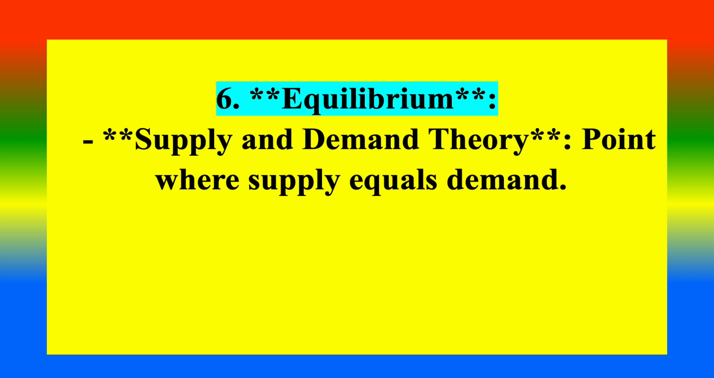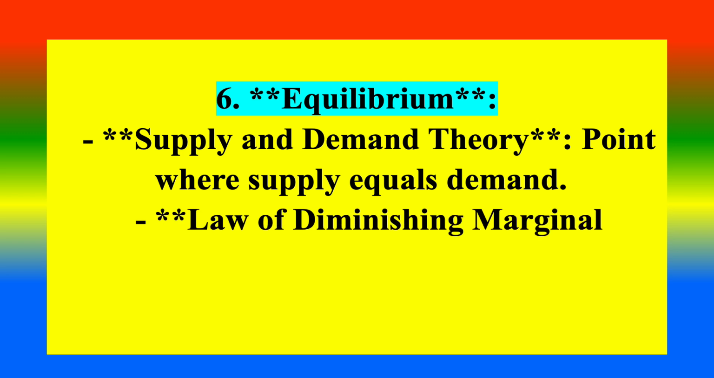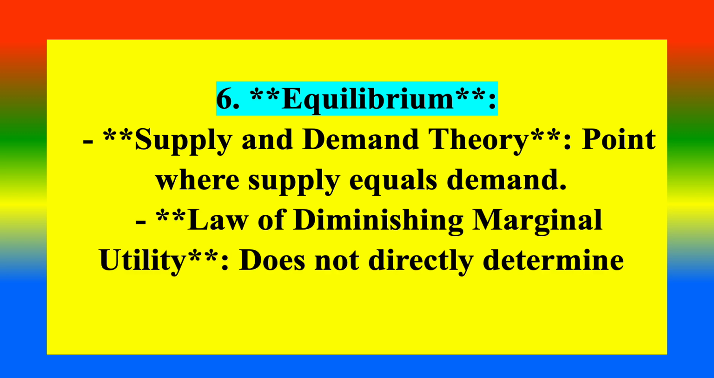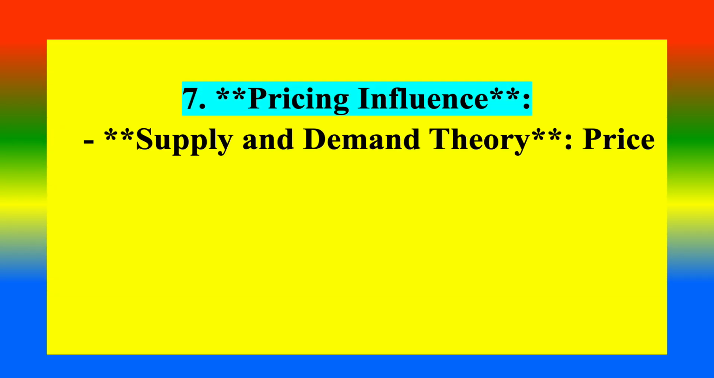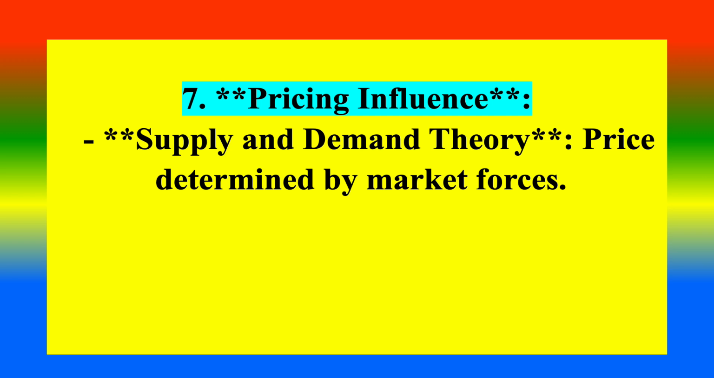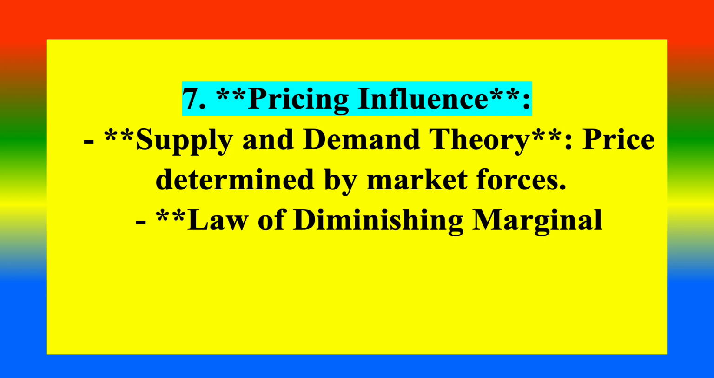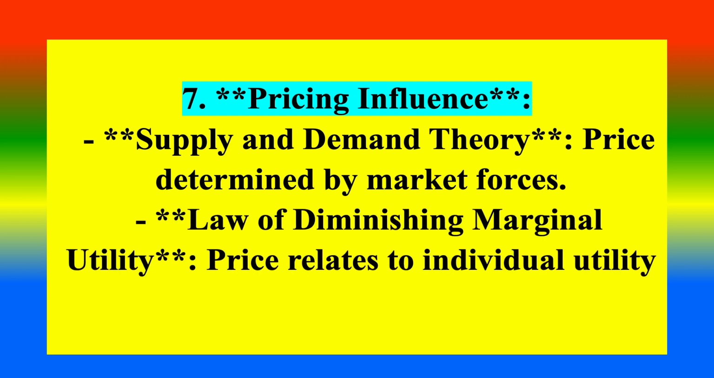Six, equilibrium: supply and demand theory is the point where supply equals demand. The law of diminishing marginal utility does not directly determine market equilibrium. Seven, pricing influence: in supply and demand theory, price is determined by market forces. But in the law of diminishing marginal utility, price is related to the individual utility gained.